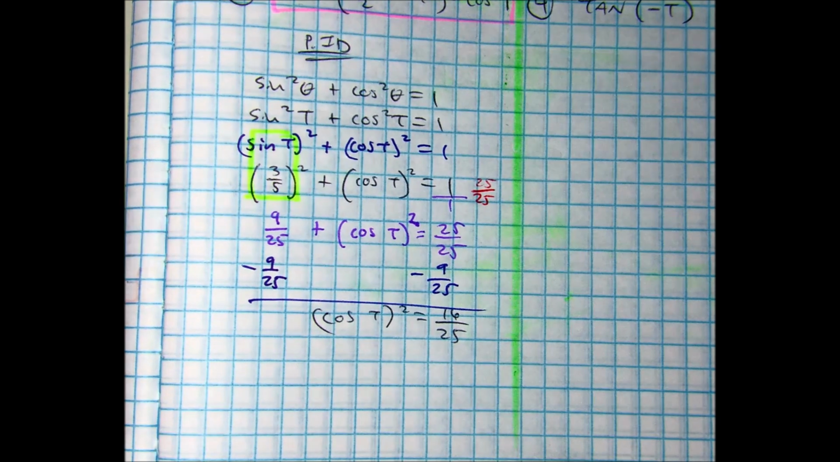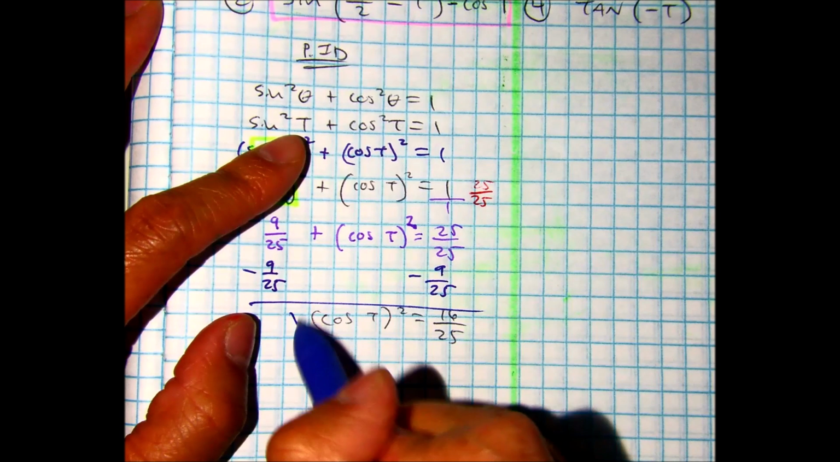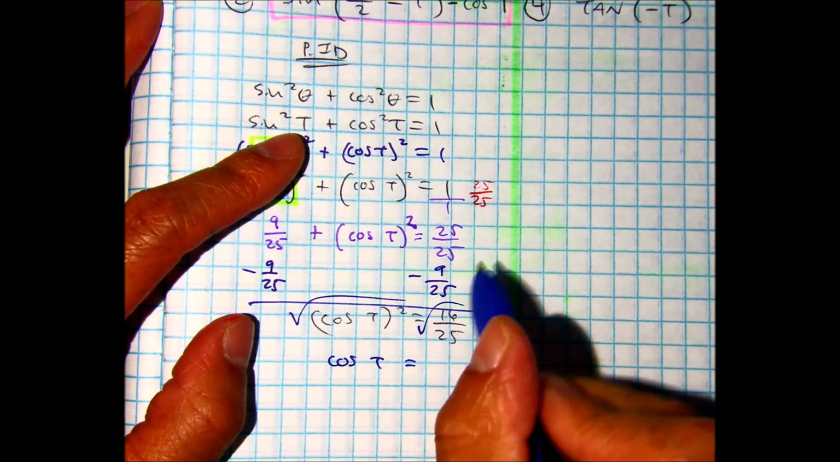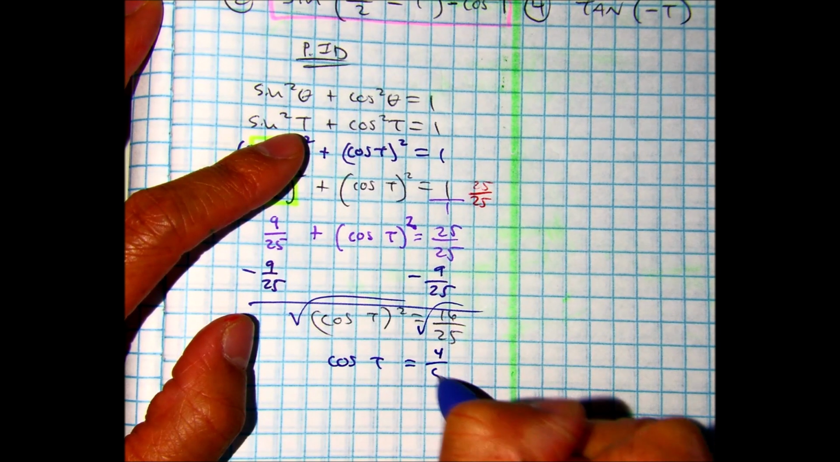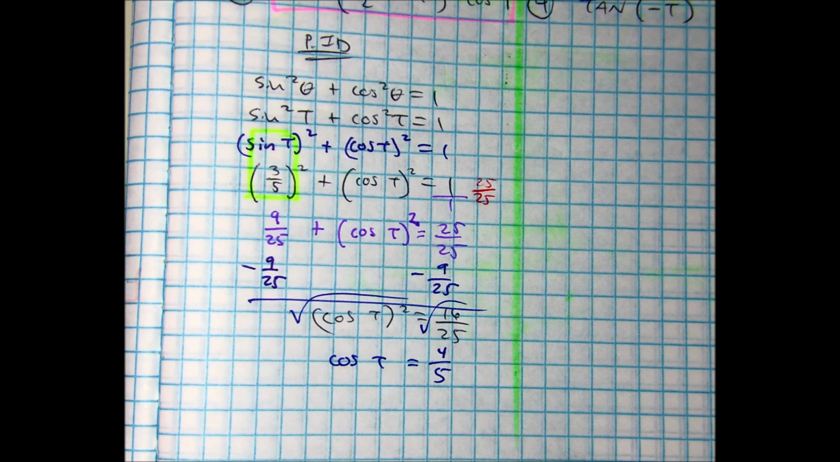How do I get rid of the power of 2? We're going to take the square root. Cosine of t equals what? 4/5. Raise your hand if you got that.